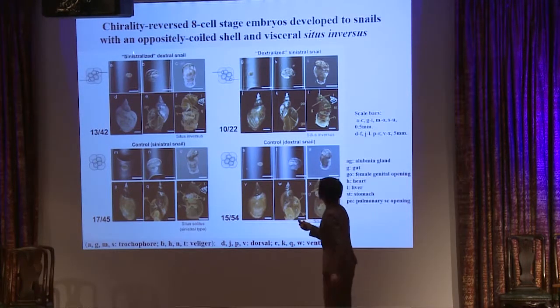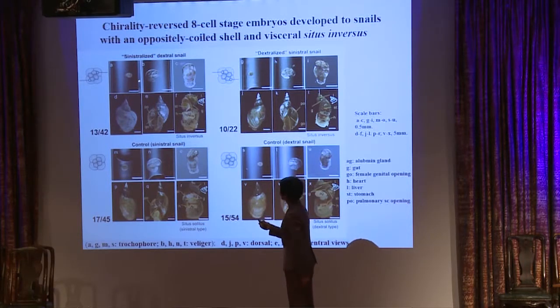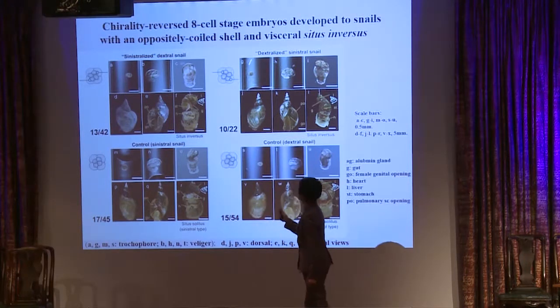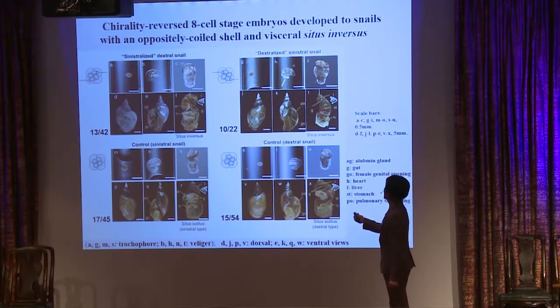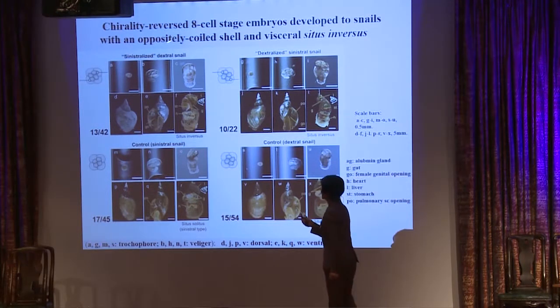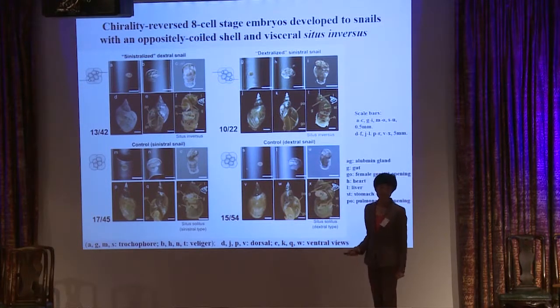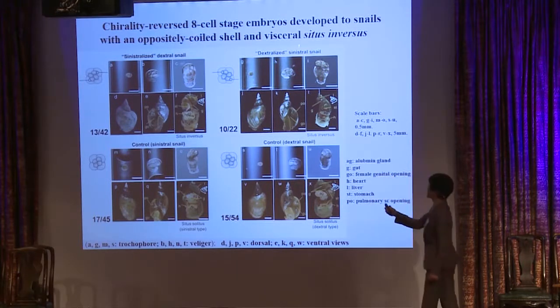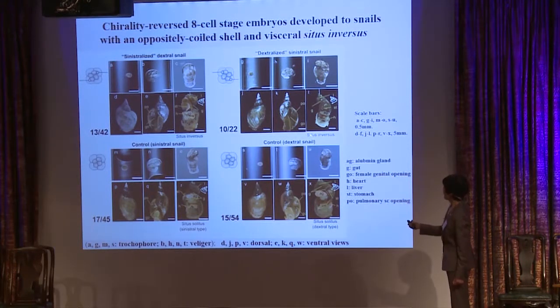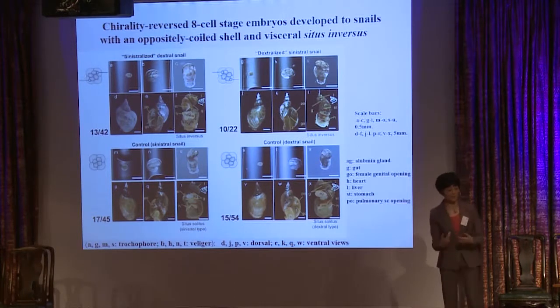If it's the sinisterized dexter snails, so this is the trochophore stage, Berger stage, and the juvenile stage. So it's true. This is trochophore, Berger, and the juvenile stage, and these are adult. The sinisterized dexter one is not dexter, but just becomes a sinister snail. And if it's a dexterized sinister snail, it becomes just like a dexter snail. And all the inside, we just open the shell and look at the inside. Everything in the internal body, its chirality is converted.